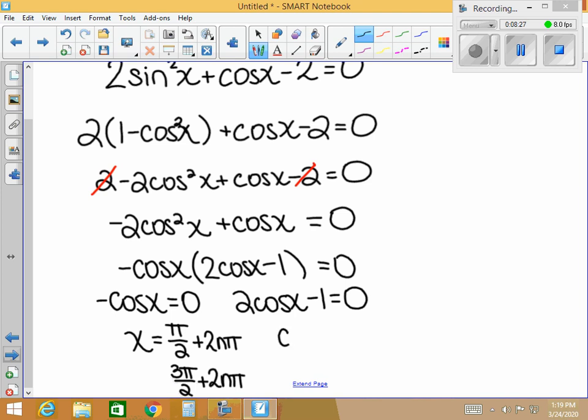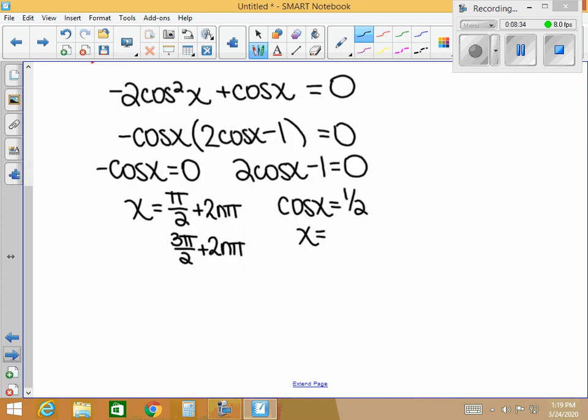The other one says cosine x equals positive 1/2. And we know the cosine function is positive in the first quadrant. That's pi over 3. And think for a moment what other quadrant the cosine is positive in. First and fourth. So 5 pi over 3 would be the fourth quadrant answer there.